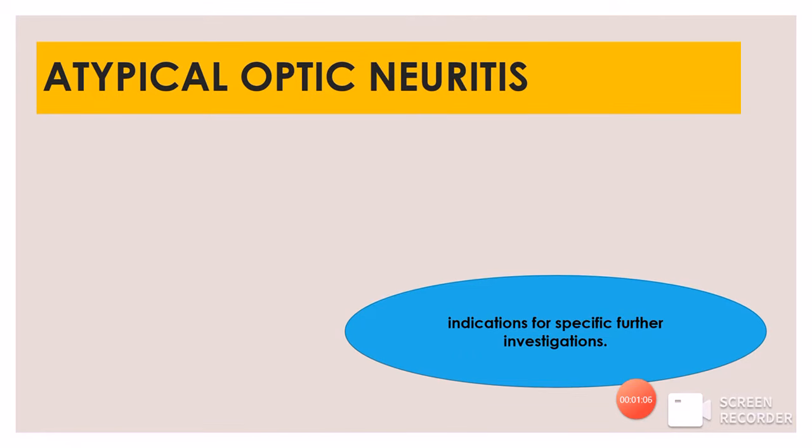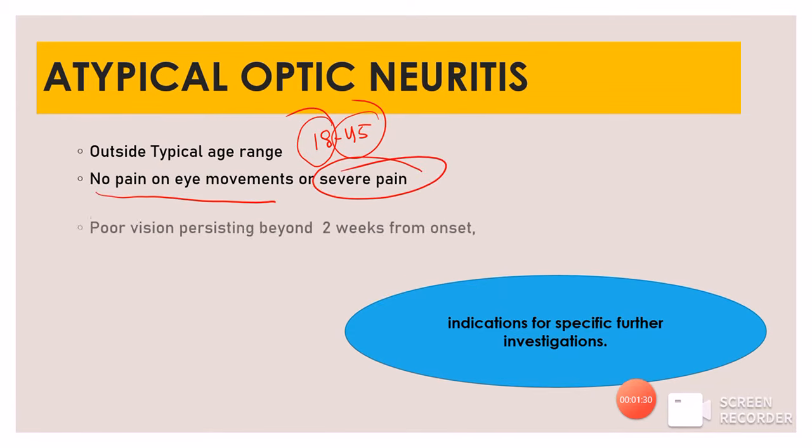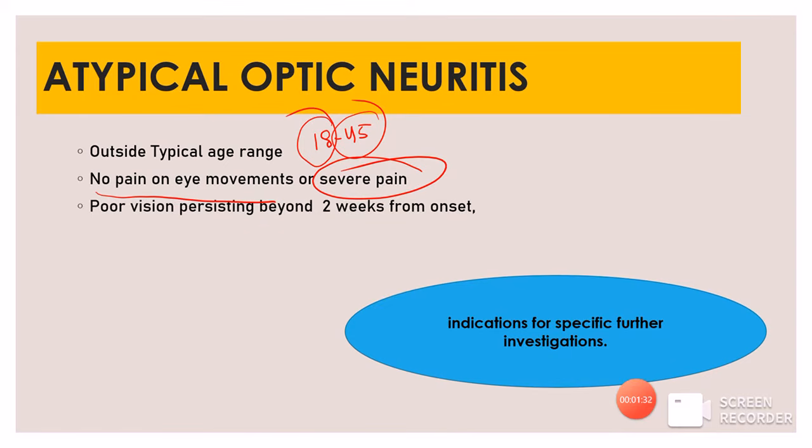Anything which is deviating from the typical features is an atypical optic neuritis. So if the age is outside the typical range of 18 to 45, that means a patient who is younger than 18 years or older than 45 years will fall into the category of atypical optic neuritis. Then the pain will be absent on eye movements, or the patient might have very severe pain. So severe pain also should alarm you that it might be a case of atypical optic neuritis. The poor vision will persist beyond 2 weeks from the onset.